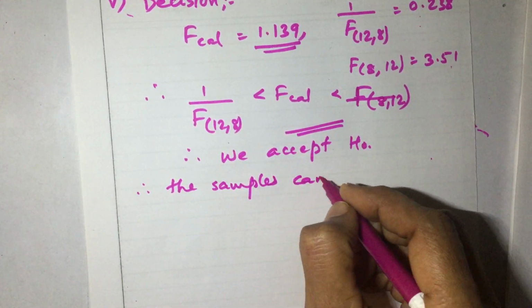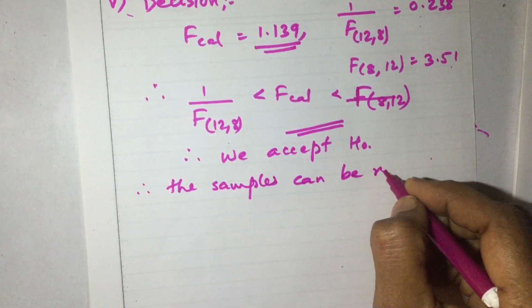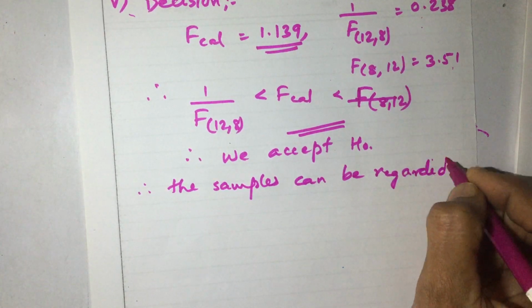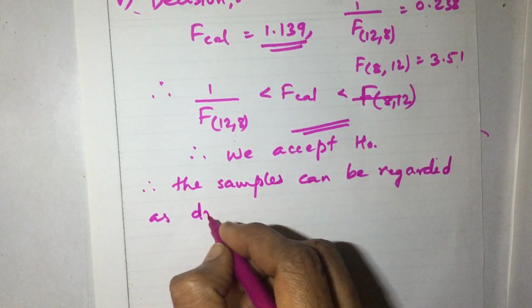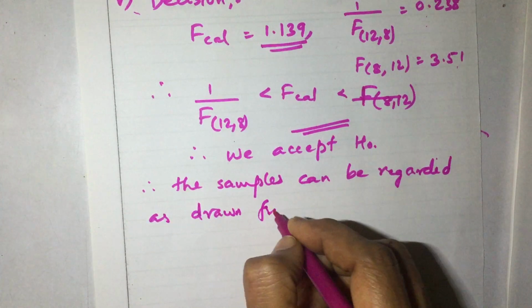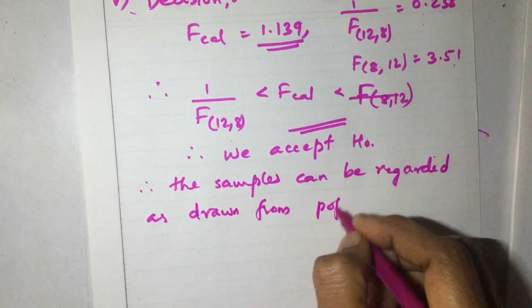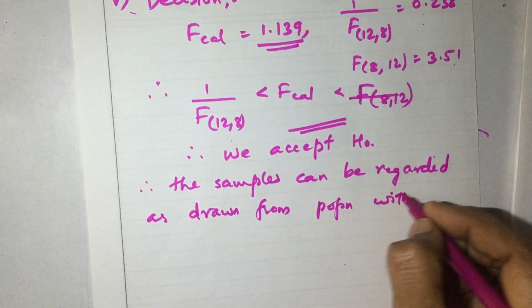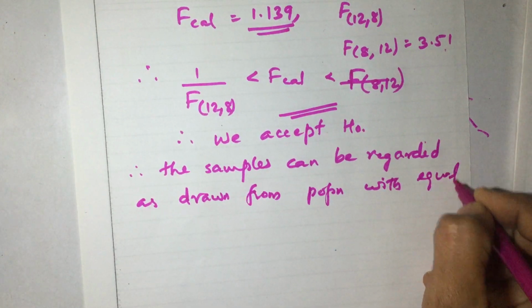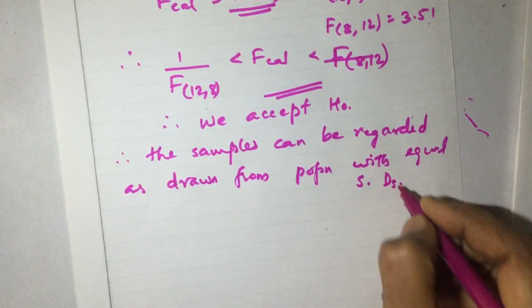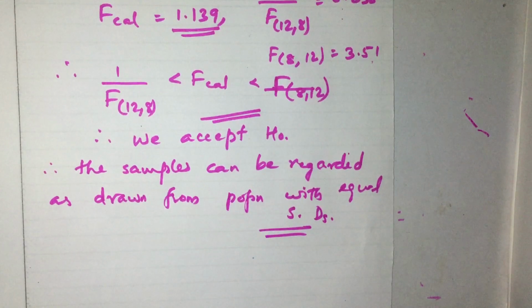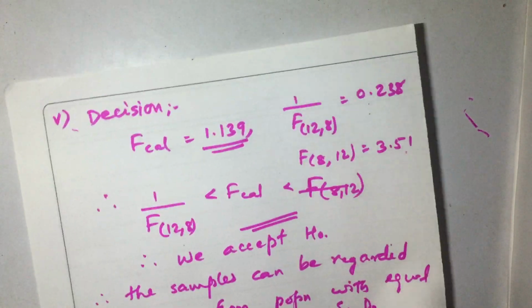and therefore the samples can be regarded as drawn from populations with equal standard deviations. Okay, so this is the first type of problem, that is, if sigma 1 square equals sigma 2 square, how you have to solve this question. This is the way to solve this. So this is question number 1.